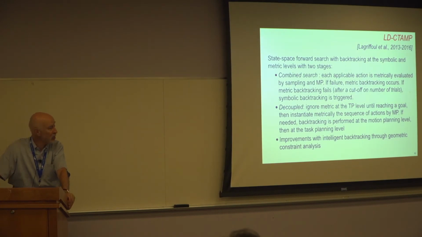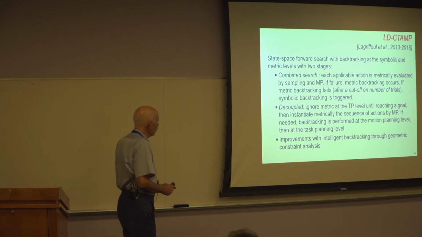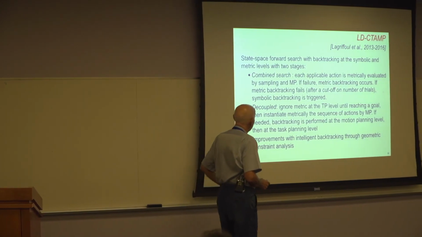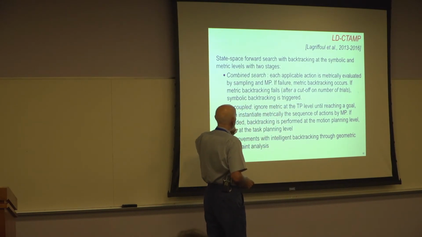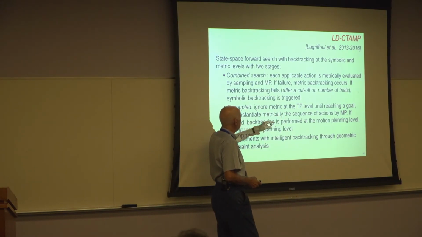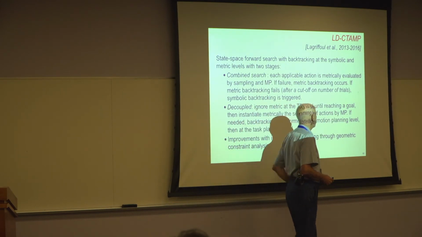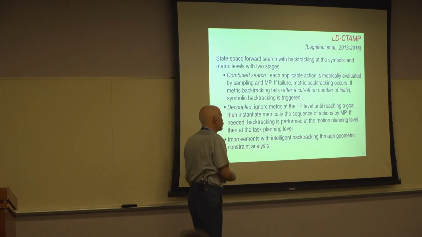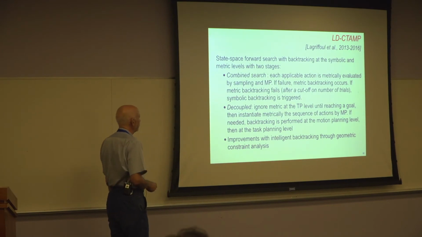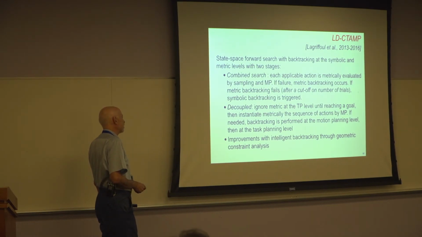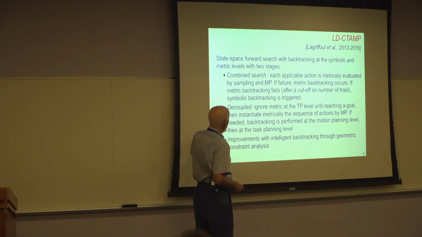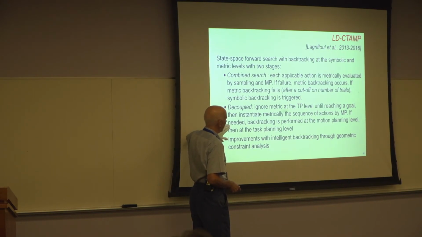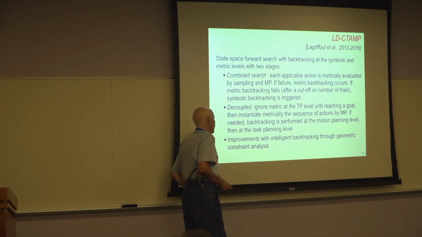And the decoupled, you ignore the motion planning at the task planning level until you reach a goal. And then you try to instantiate metrically the sequence of actions you found with a metric planner. This is something I referred to earlier with this hierarchical decomposition. Here, the idea is you will combine the 2. And in this case, if needed, you perform backtracking at the motion planning level then at the task planning level.